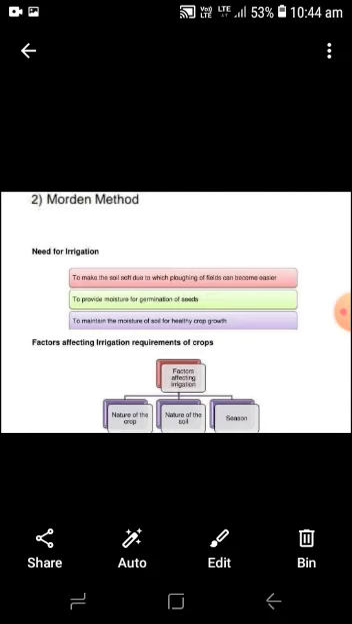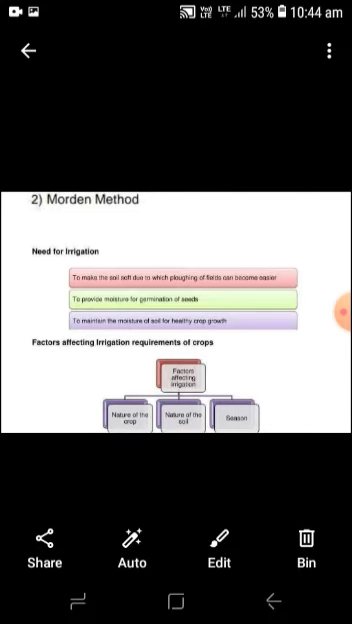To provide moisture for germination of seeds in crop fields, irrigation is also needed. And to maintain the moisture of the soil for healthy crops, irrigation is needed. Nutrients cannot be absorbed directly from the soil by the plants, so first the nutrients are dissolved in water, and along with the water the crops absorb the nutrients. That's why irrigation is needed in the crop field.